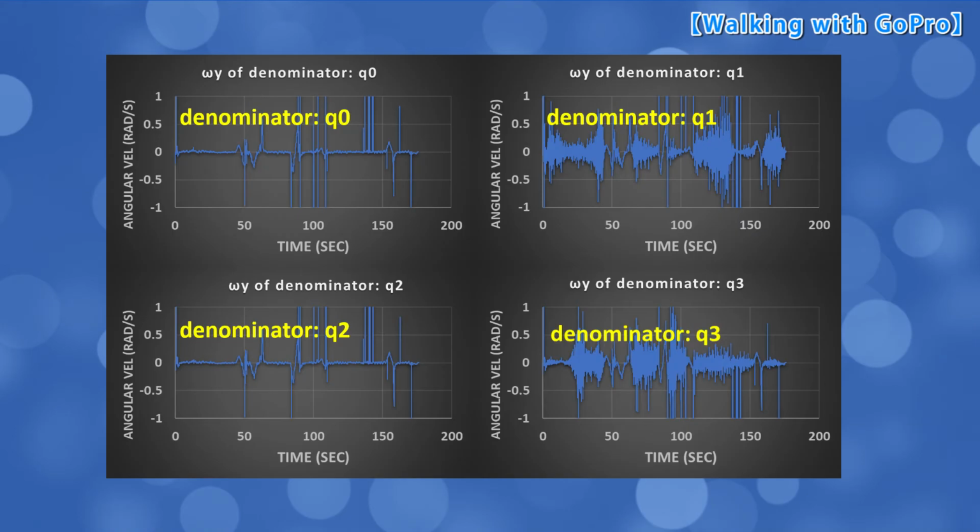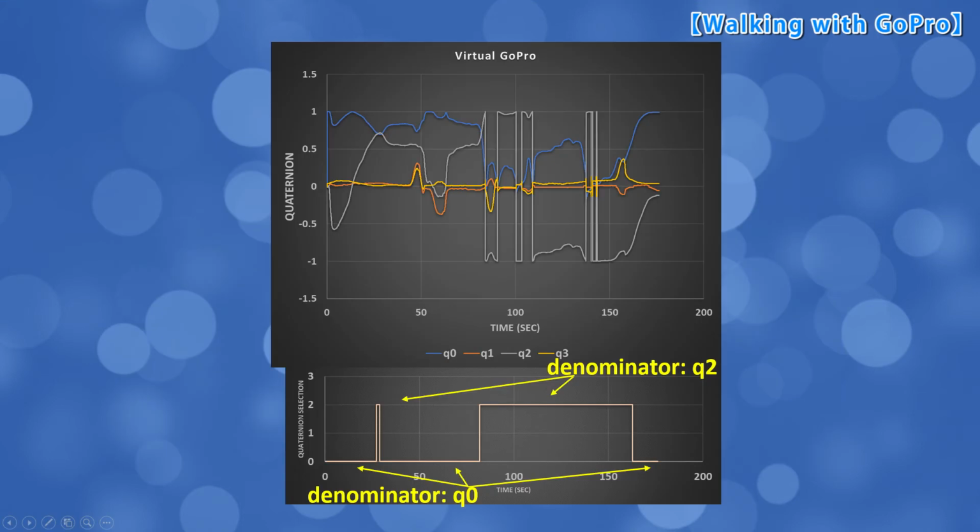I compared 4 cases using the y-axis component of the angular velocity. In denominator Q1 and Q3 cases, the calculated results are very noisy. As you can see, the quaternions Q1 and Q3 are nearly 0 for most of the time. Probably, the numerical calculation error increased because both the denominator and numerator are approaching 0. Therefore, the solution of the case where the absolute value of each element of the quaternion is the largest is adopted, and then the calculation results are connected.